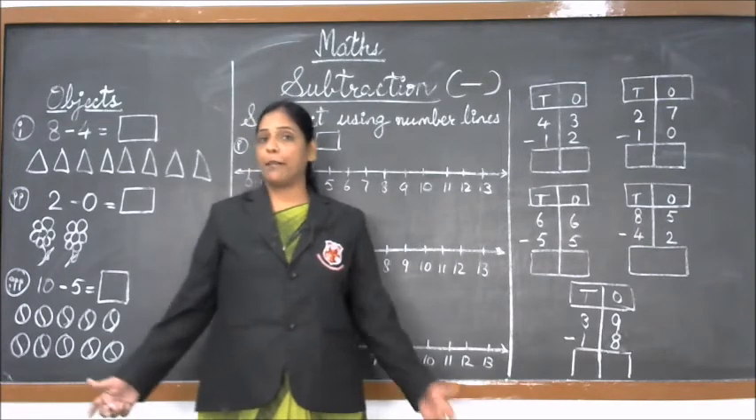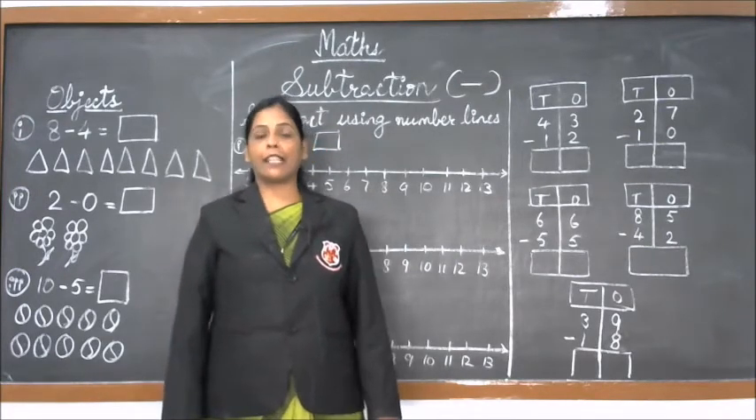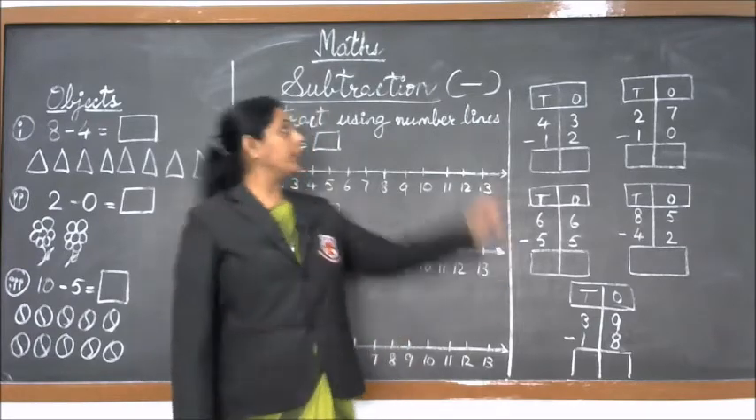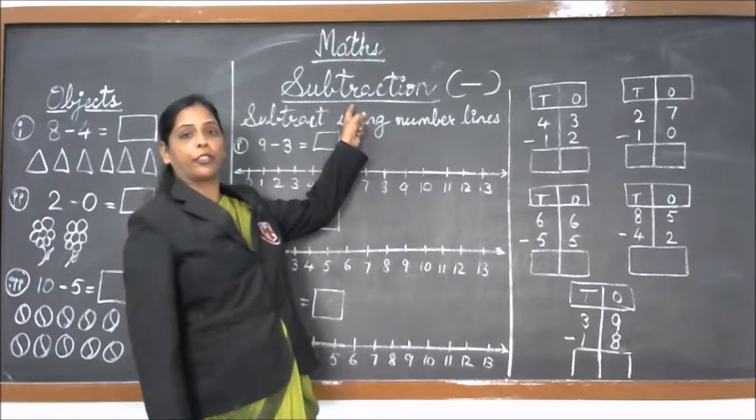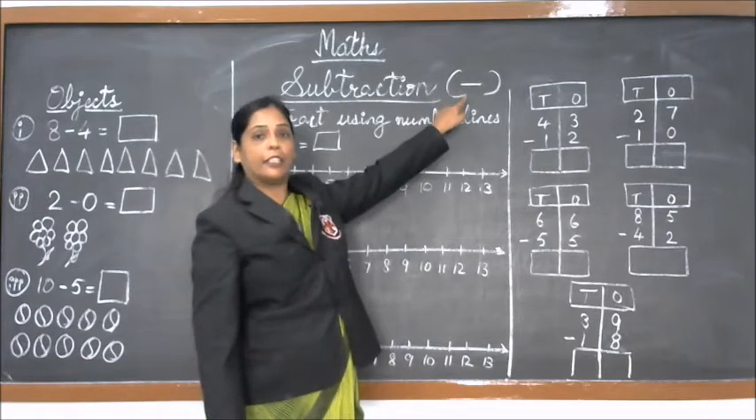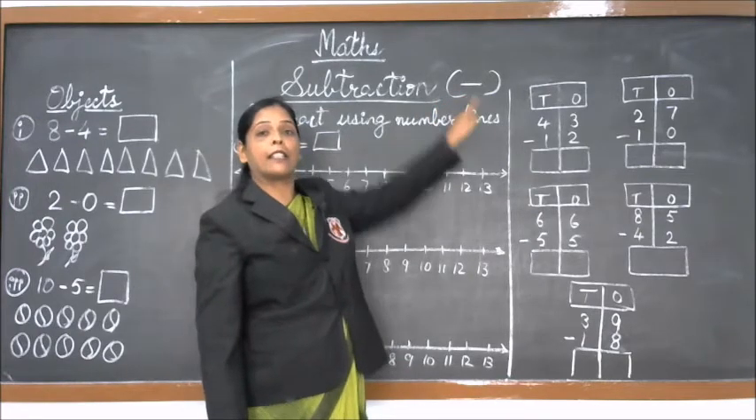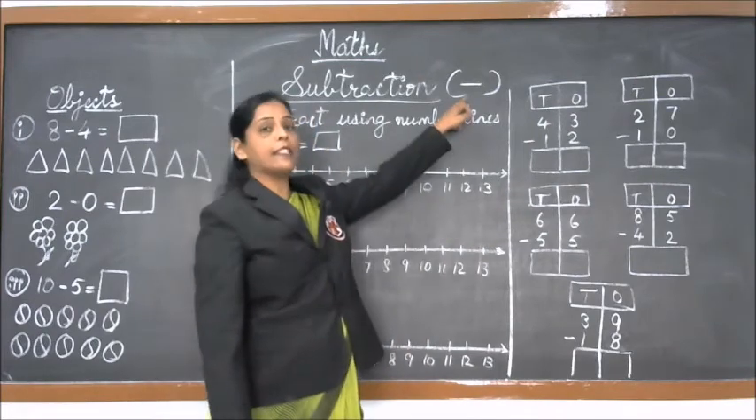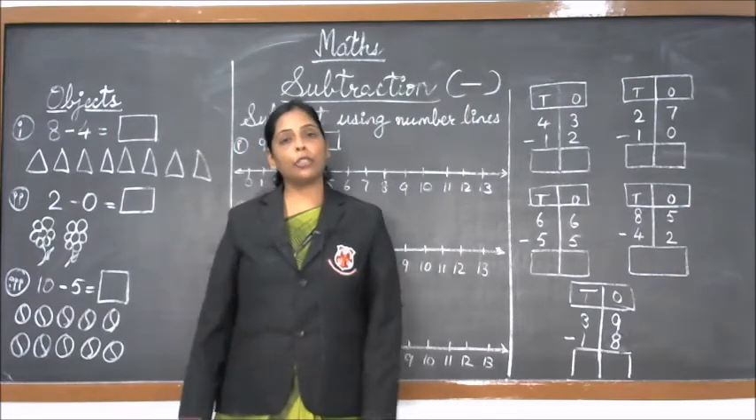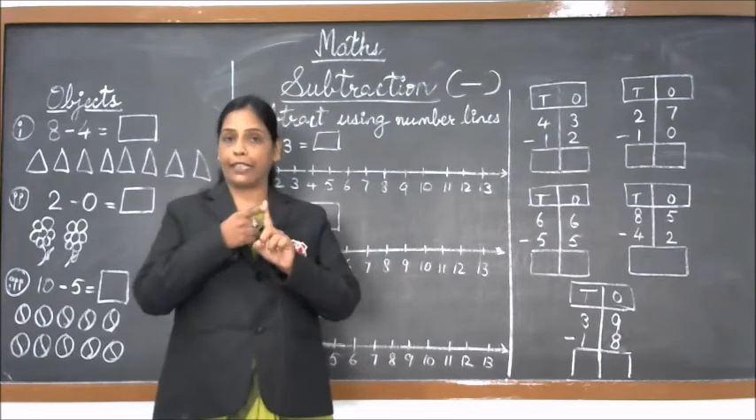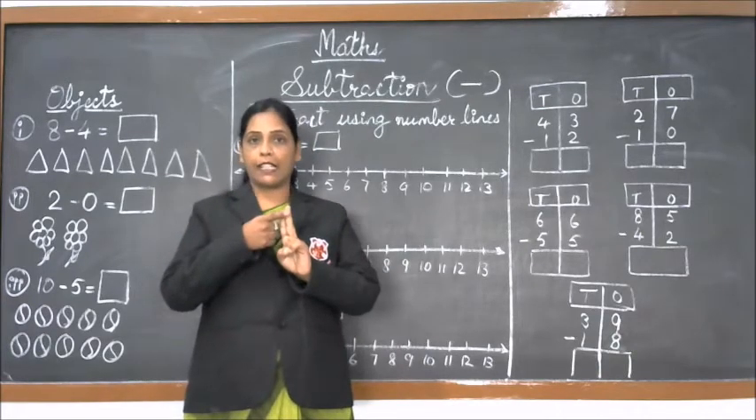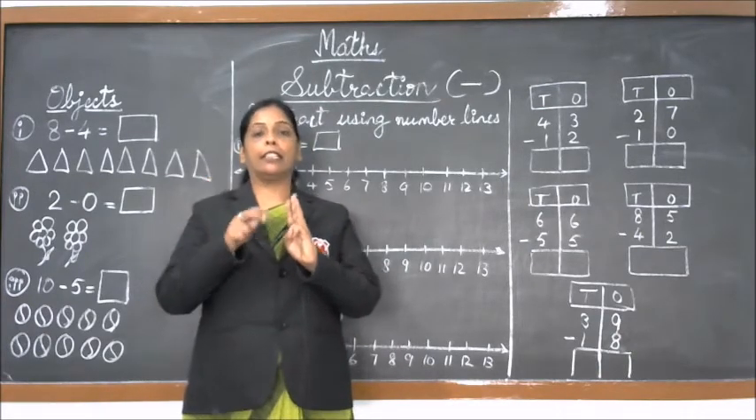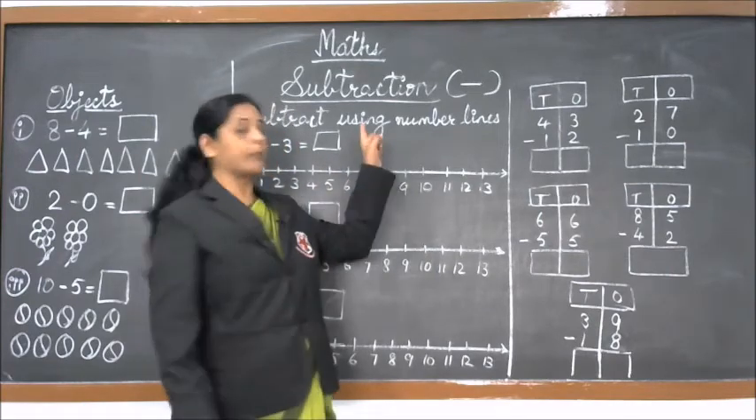Today I have come back with maths, and in maths I am going to teach you about subtraction. See this sign? What does the sign mean? This means minus. A sleeping line means it is minus. Do you know the meaning of subtraction? Minus, making less, or reducing. These are three words for subtraction.